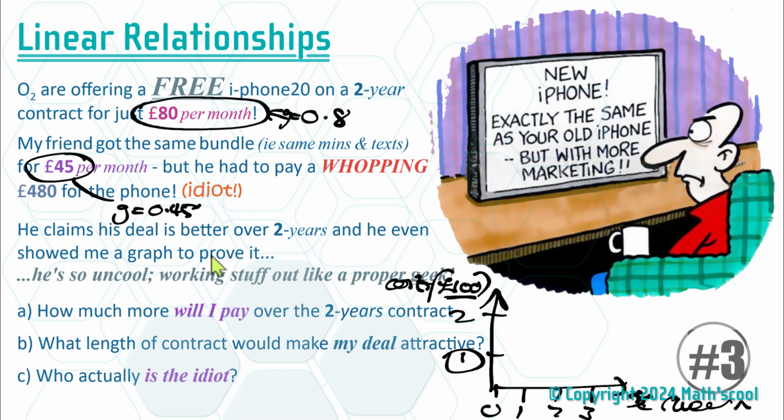So you're going to have to draw those graphs, and then you're going to have to find where it meets. And it says, he's so uncool, working out stuff like a proper kid. How much more will I pay over the 2 years? So you use the equation of this line, and you say, how much is that going to be total over 2 years? At the end of 2 years, you're out of contract, so you can cancel your contract, so you'll have to stop paying.